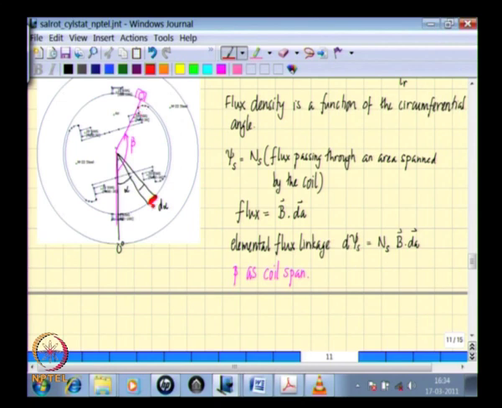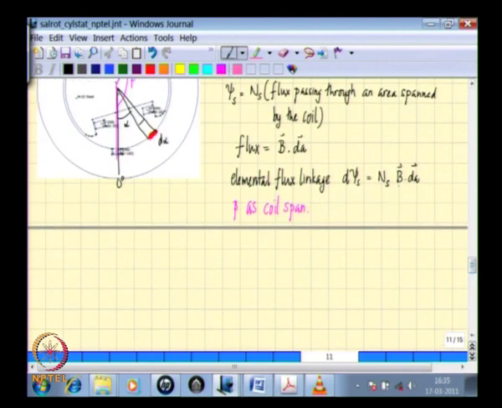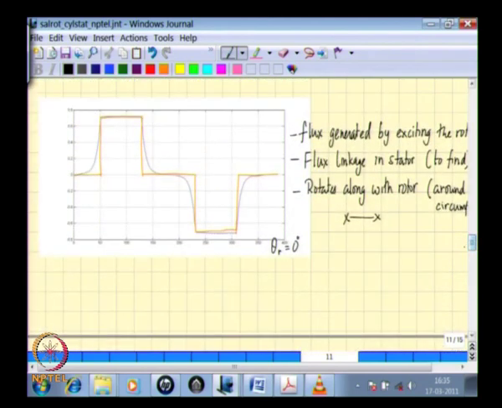So in order to do that, we have started considering an elemental area, and we have found the flux linkage. Now this approach can be used, but we first have to have an expression for B. And B, as you know, we have approximated the waveform of B to look like this. It is a quasi square wave, and we have this coil which is now situated with one side of the coil here and another side somewhere here, which is less than 180 degrees.